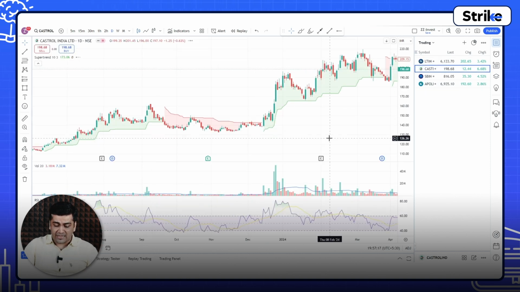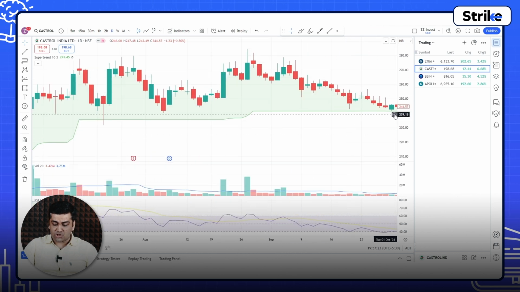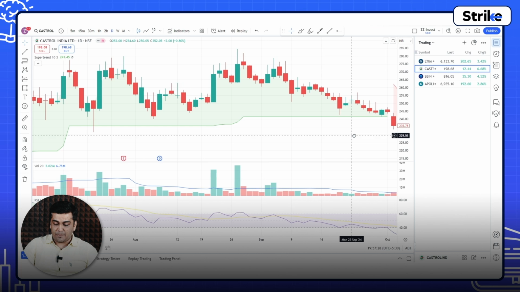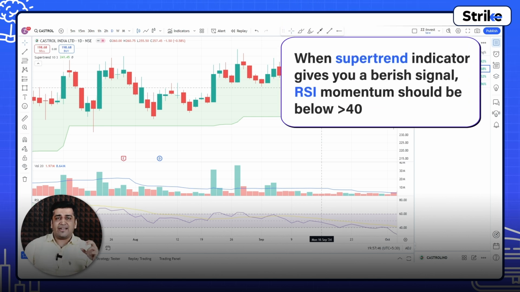So let's look at Castrol. On Castrol Industries recently, Castrol was in a bullish mode on 30th of September, and it turned bearish on 3rd of October. And along with that, you can see RSI dropping below 40. So the bullish signal is that if Supertrend indicator is bullish and RSI is above 60, we will buy. On the other side, when Supertrend indicator gives you a bearish signal, RSI momentum should be below 40, right?